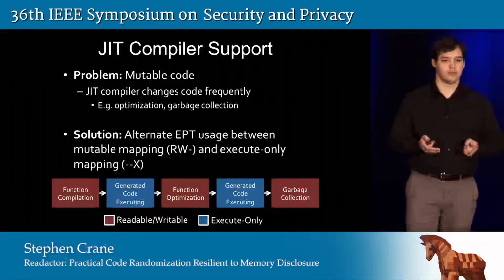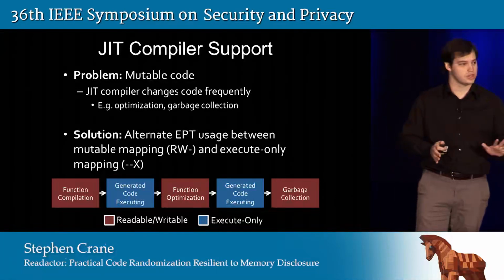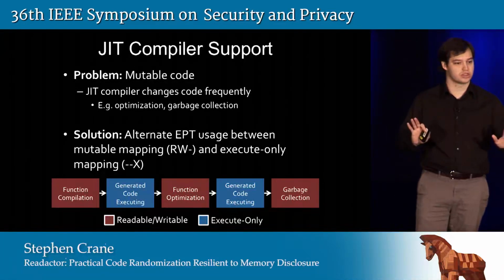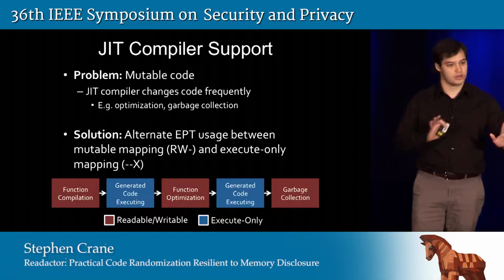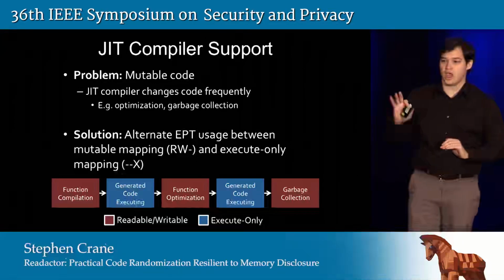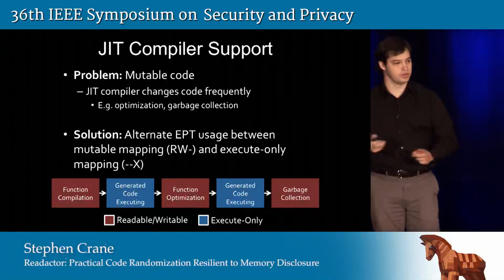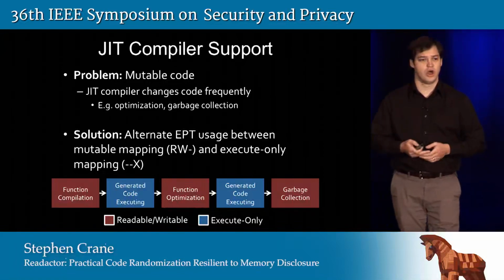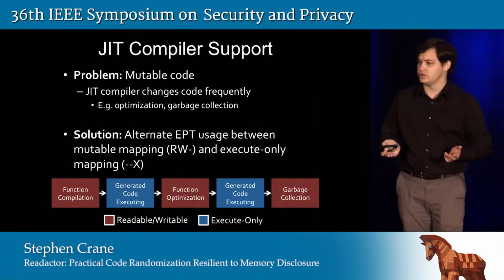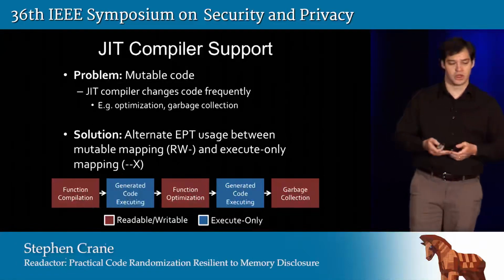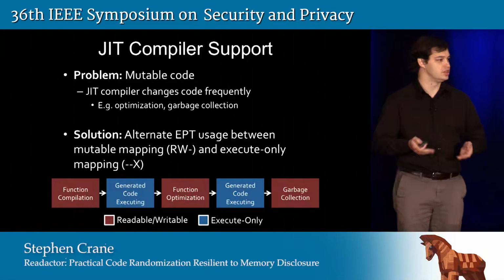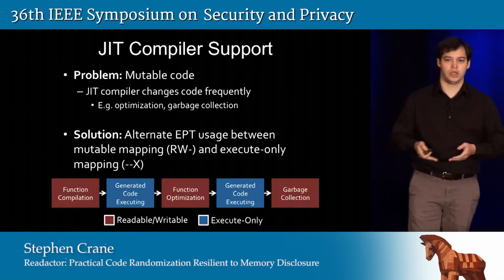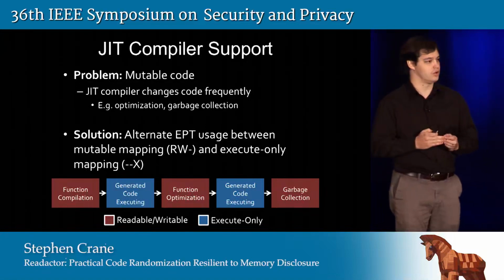We actually were able to do this very efficiently by having two EPT mappings, a legacy mapping that allows read-write, and an execute-only mapping, and we can switch between these two efficiently. You can also see the paper for more details on other challenges that we ran into when implementing JIT support. So we actually modified the V8 JavaScript JIT in Chrome in order to support execute-only memory fully.